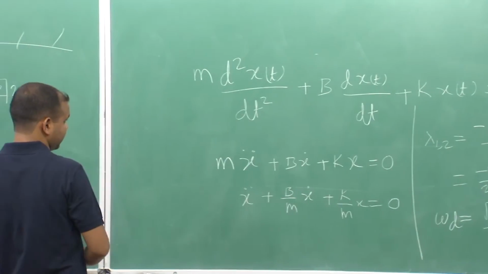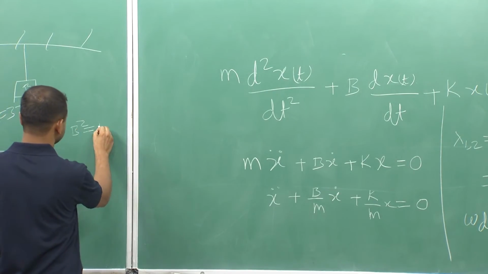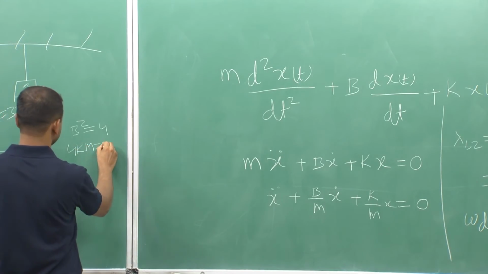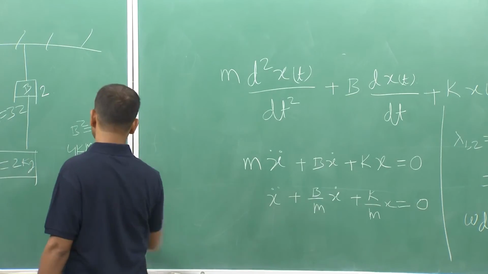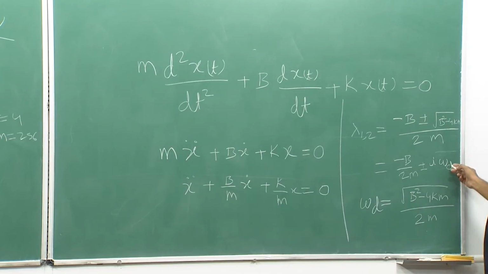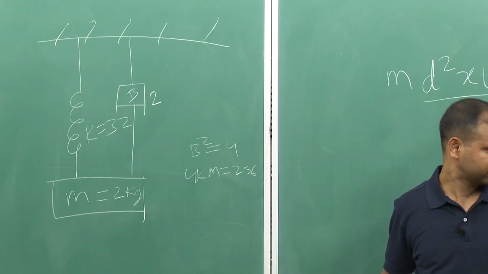Now, for b equal to 2, in our b square minus 4 k m, b square will be 4 and 4 k m is 256. So, b square is less than 4 k m. This term b square minus 4 k m is negative, we get imaginary roots, and in that case this is the damped frequency. Here in this curve also you can see the amplitude is decaying with time and the difference between two consecutive peaks is constant, and the inverse of that will give us this omega d, the damped frequency. We can calculate it by putting in this value also.